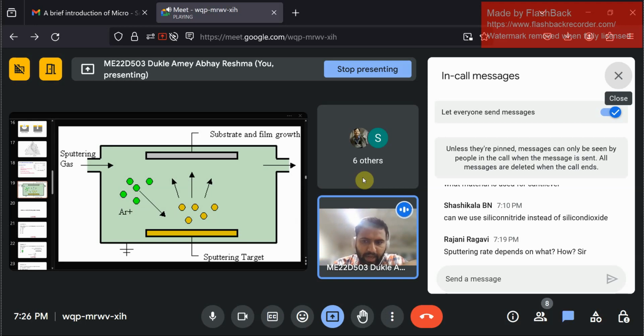So the two main parameters on which the sputtering depends are the applied power, the power with which argon hits the sputter target, and the second important parameter, the distance, basically the distance the gold atom has to travel. If the distance is too high, not all the atoms will reach. Some of the atoms might not reach the intended destination. So these are the two important parameters that affect sputtering.